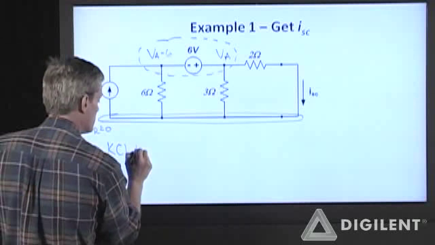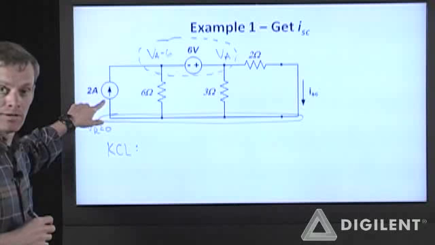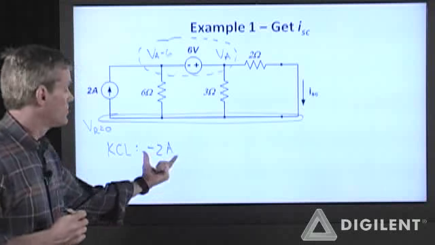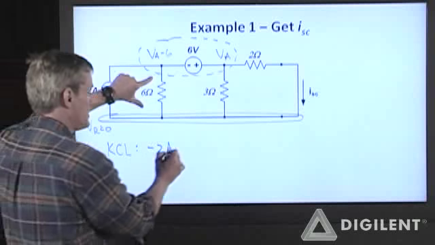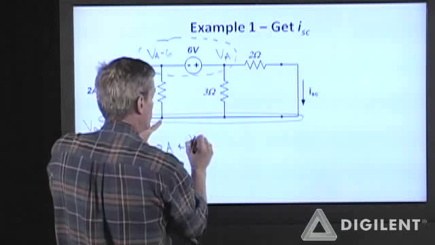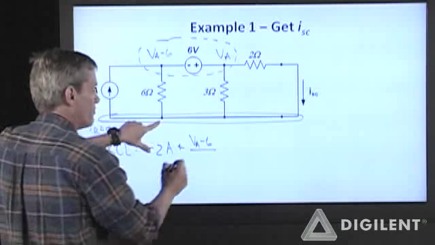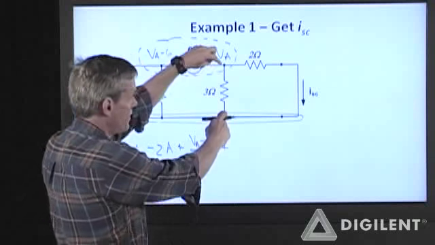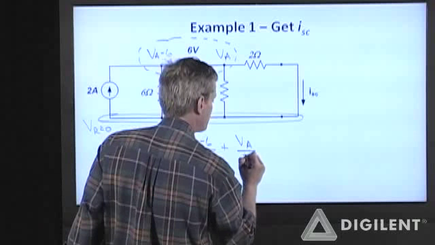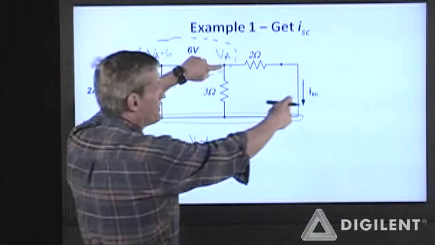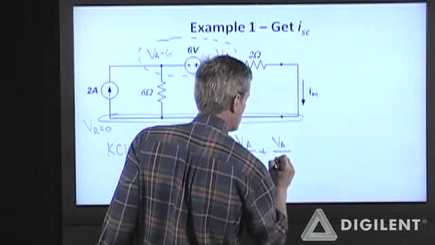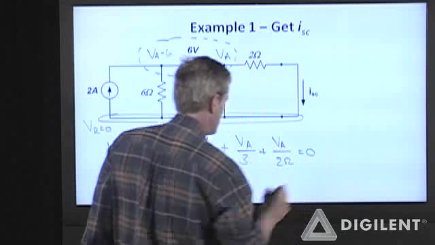Now if I do KCL at this supernode, I have a 2 amp current entering the node. I generally take currents into the node as negative. So minus 2 amps plus the current through the 6 ohm resistor is going to be the voltage difference, VA minus 6 minus 0, over the resistance 6 ohms, plus the current through the 3 ohm resistor, which is just VA minus 0 over 3, plus the current through this 2 ohm resistor, which is VA minus 0 over 2 ohms. That all sums to 0.